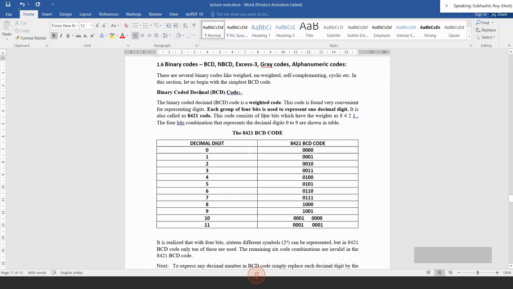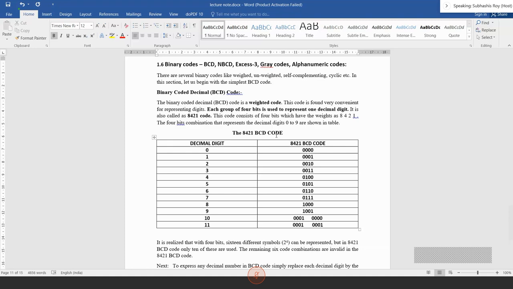Weighted code means each digit here has a different weight. So first of all, what is BCD code? This is binary coded decimal. Here you can see there is one part binary, another part decimal. You can say this is a decimal coded in binary form. So basically, decimal to binary conversion is happening here.